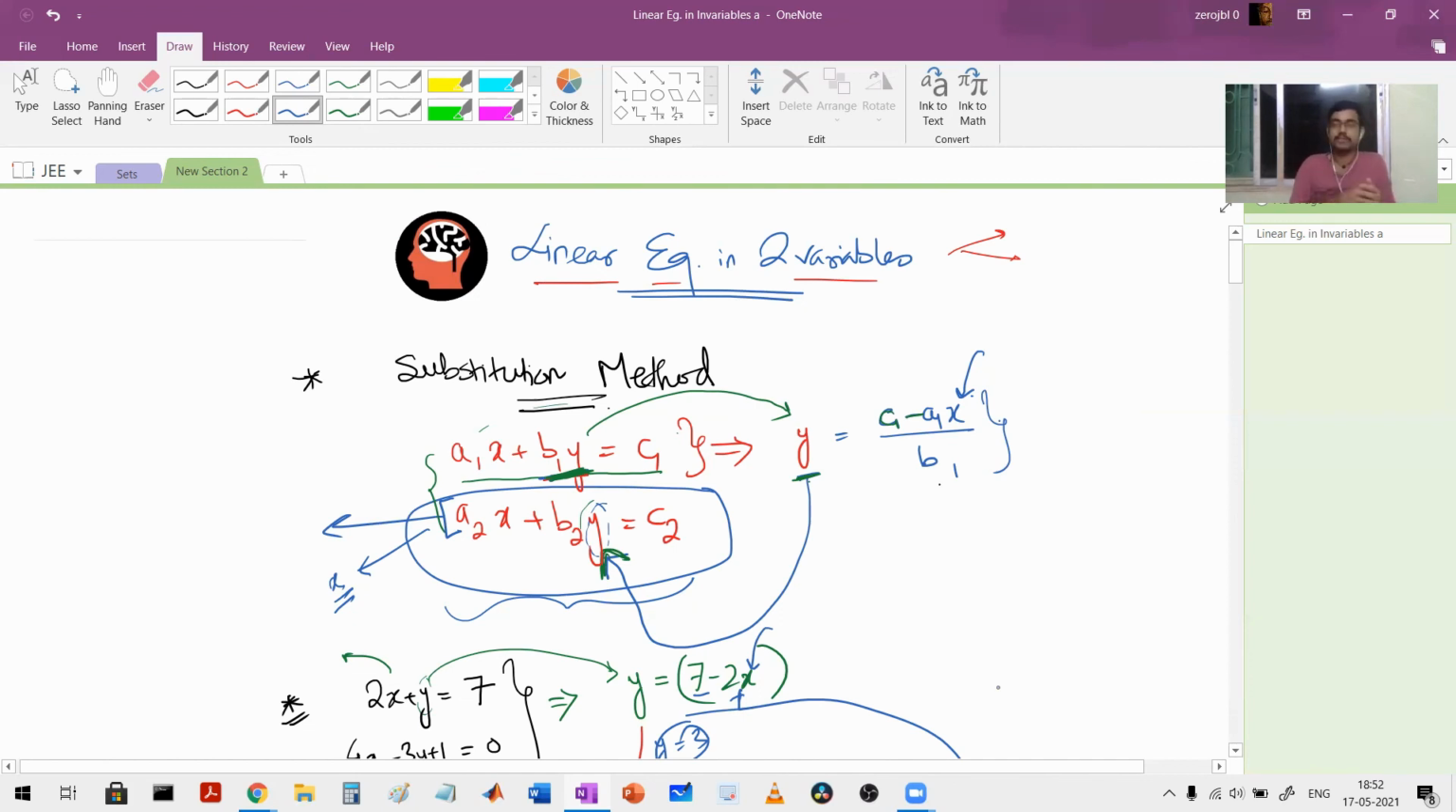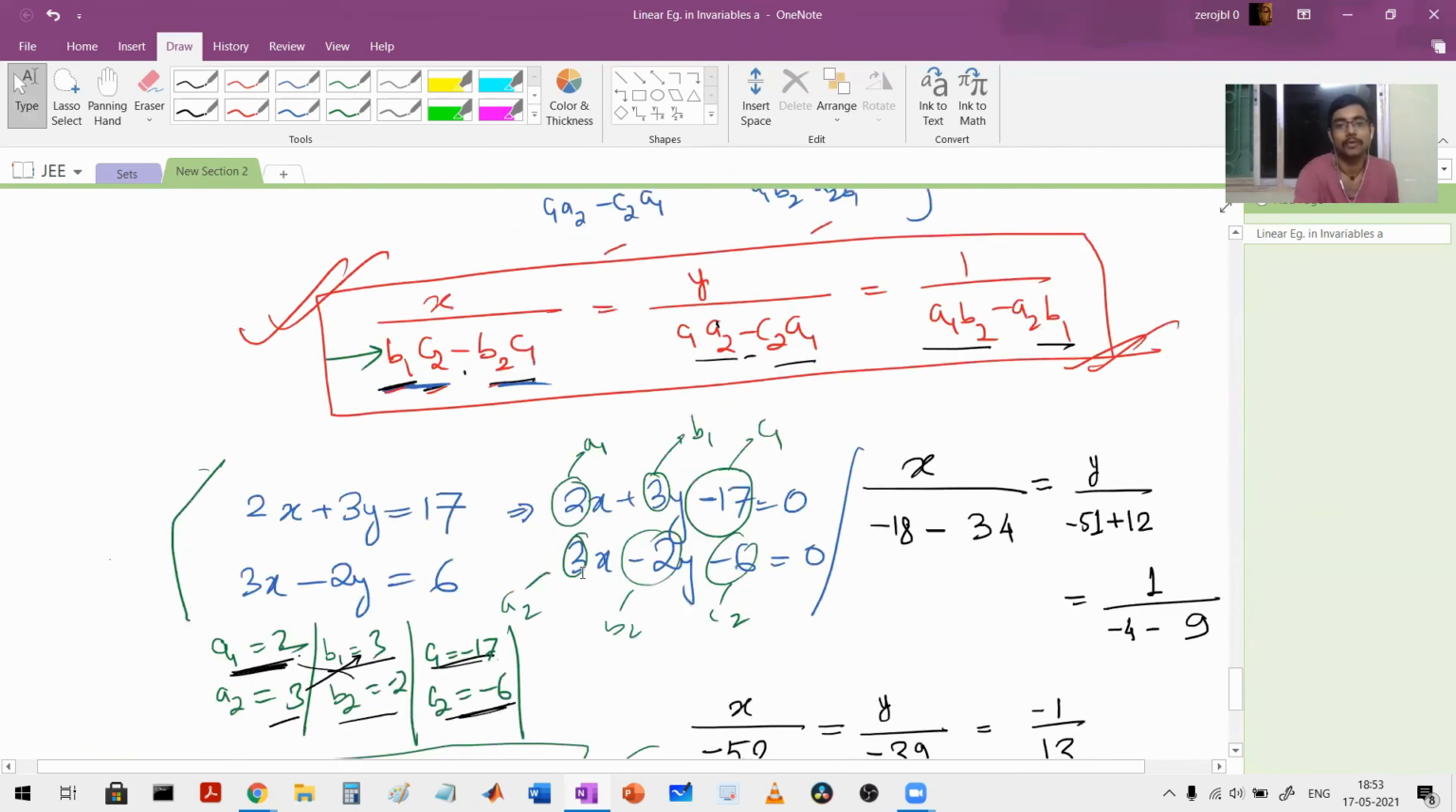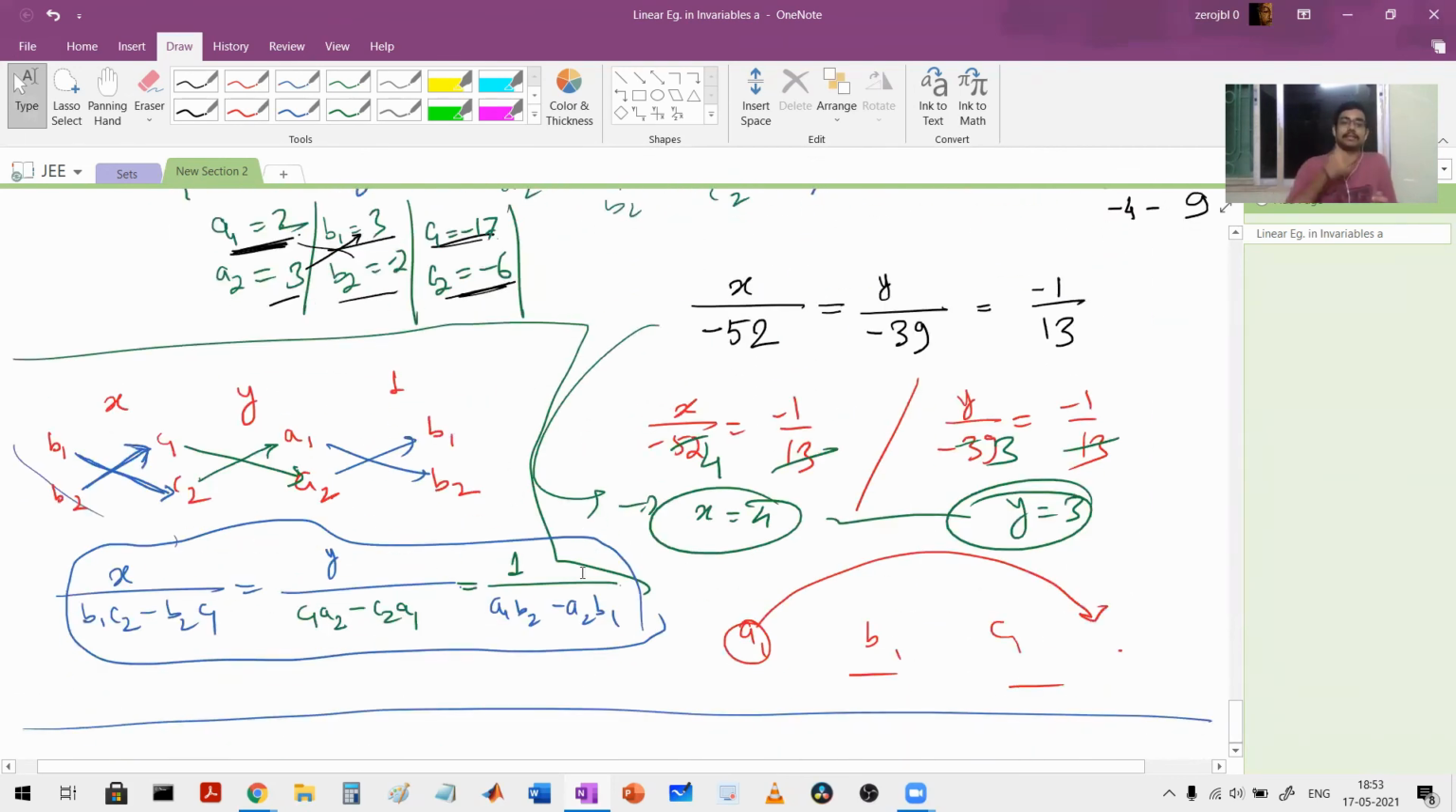The last method is the cross multiplication method. What do you do there? You directly find out the value of x and y by a formula, and that formula, by the Jhapamari method, we memorized it like this. Just revise it a little bit and it will be all clear. Is that clear to all of you? Okay, so let's keep this video up to here today, and in the next class we shall discuss some applicatory problems of it.